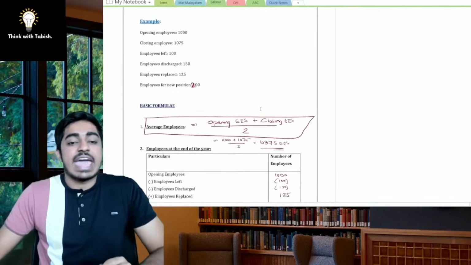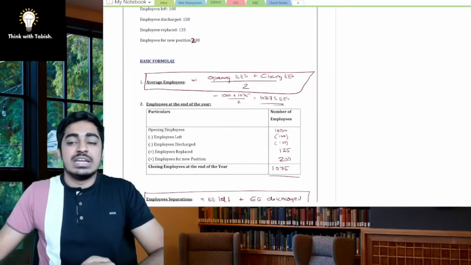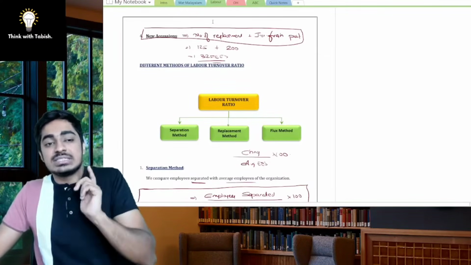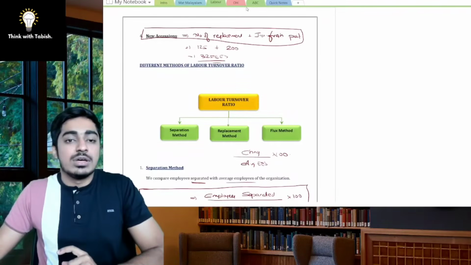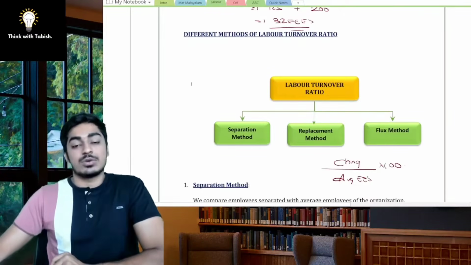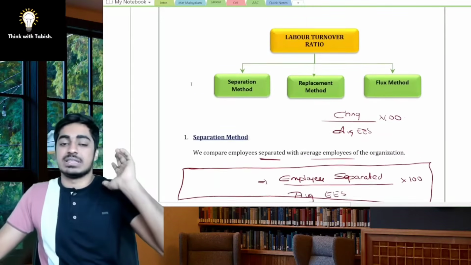Average number of employees is opening employees plus closing employees divided by 2. Employee separation is employees left plus employees discharged. Employee accession is employees replaced plus employees for fresh post. We have different methods of calculating labor turnover ratio. We have separation method, replacement method, flux method.